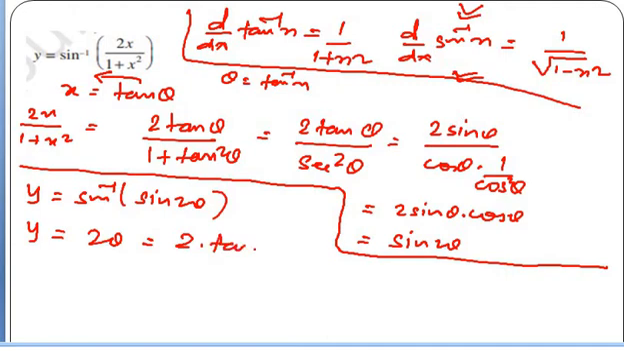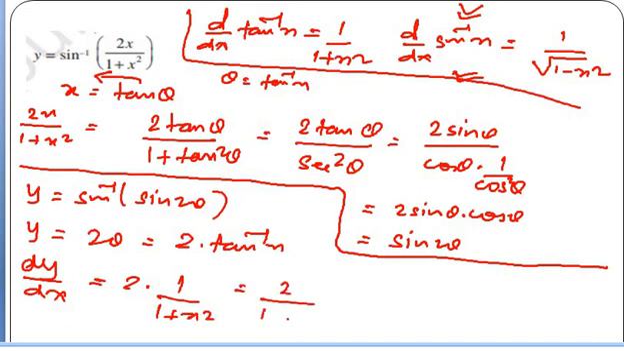So we can write here tan inverse of x. Now we have simplified the question: y is equal to 2 tan inverse of x. Now dy by dx, we have the formula: 2 is a constant, and the derivative of tan inverse x we can write as 1 upon 1 plus x square. So this is our final answer. We can write 2 upon 1 plus x square.